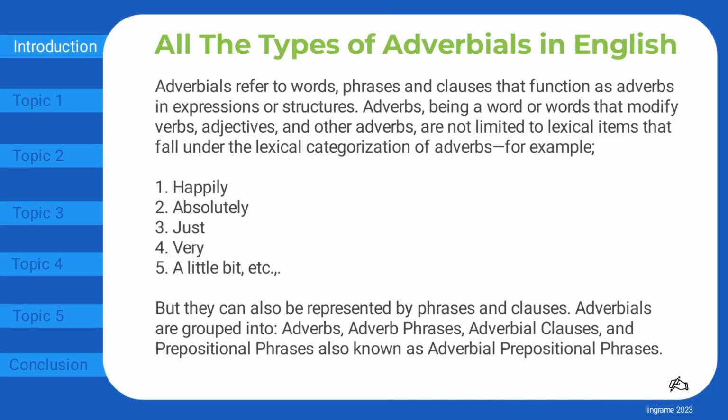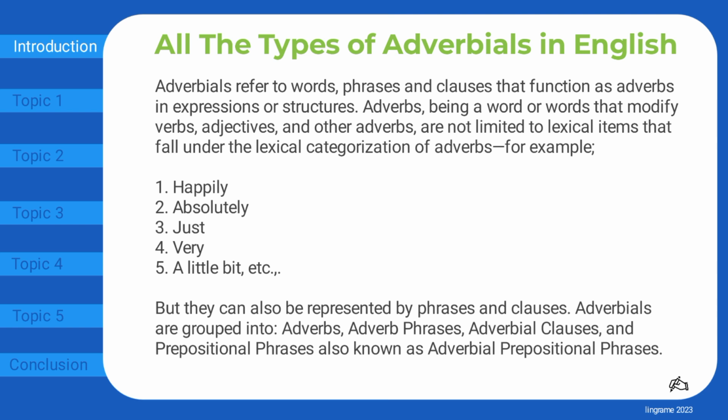All the types of adverbials in English. Adverbials refer to words, phrases and clauses that function as adverbs in expressions or structures. Adverbs, being a word or words that modify verbs, adjectives, and other adverbs, are not limited to lexical items that fall under the lexical categorization of adverbs, for example, happily, absolutely, just, very, a little bit, etc. But they can also be represented by phrases and clauses.